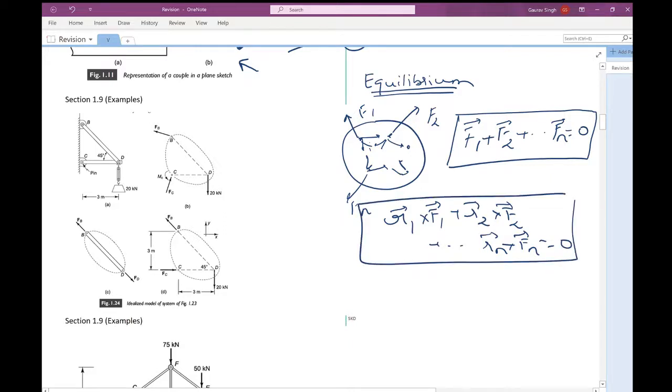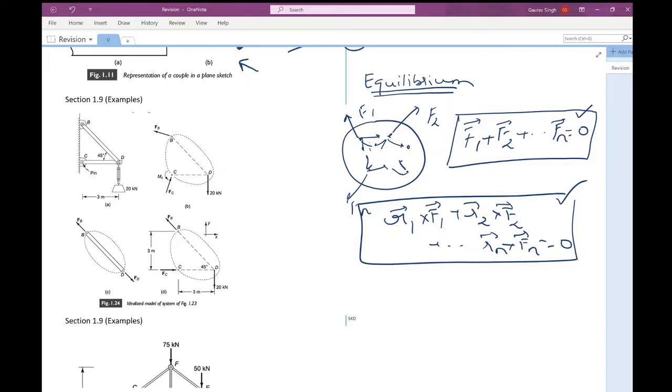Okay, so both of these conditions have to be met if you want to call your system to be in equilibrium. So the internal forces will cancel out themselves, internal moments will cancel out themselves. So you, as an engineer trying to solve a problem, only have to consider the external forces and the moments due to those forces.